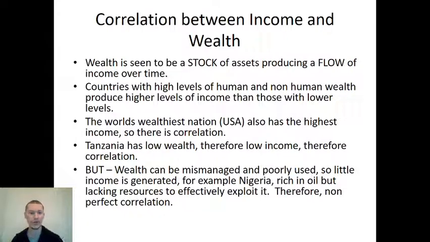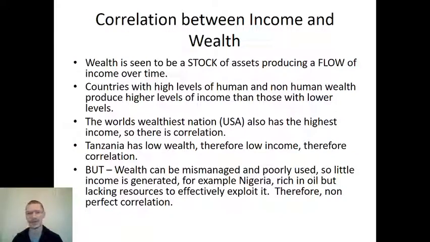But what you can argue then is that countries with the highest levels of human and non-human wealth produce higher levels of income than those with lower levels. So think about the world's wealthiest nation in terms of human and non-human wealth. We're not talking about financial wealth here, we're talking about high-level universities, highly skilled workers, loads of natural resources. America, very oil rich, very productive in terms of metals, almost self sufficient, and it's got the highest income. So there's a correlation. Tanzania, very low wealth, very low income. Therefore, there's a correlation there.